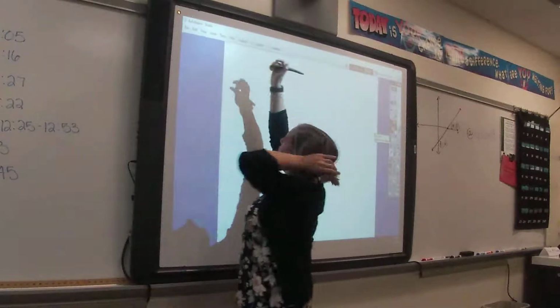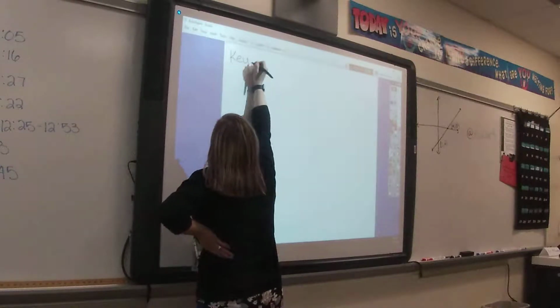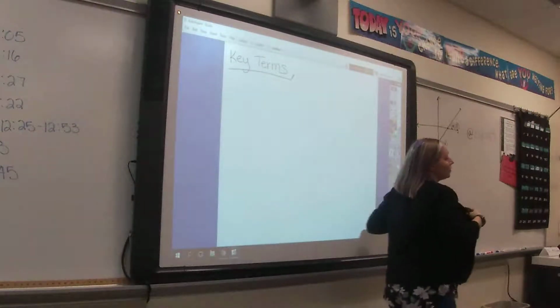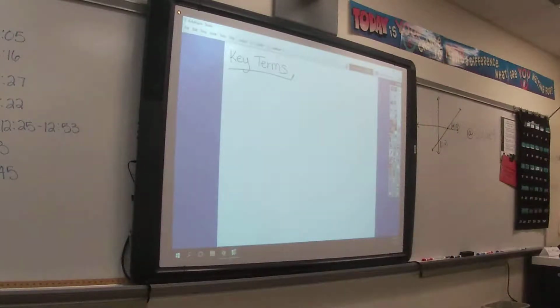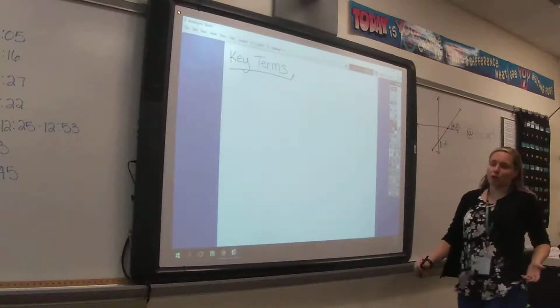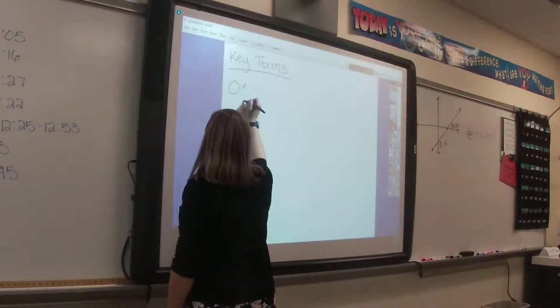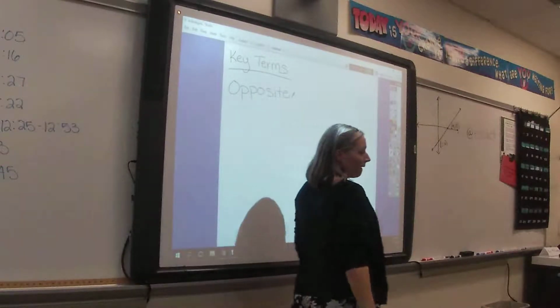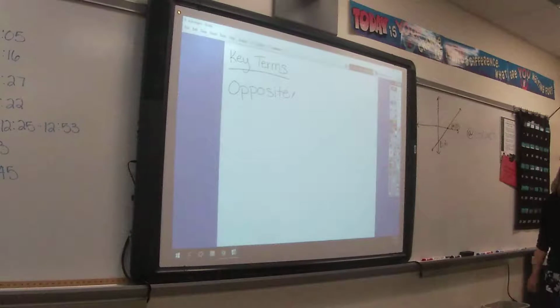So we are going to look at reviewing some key terms that we hopefully have learned and or talked about in past math classes. Okay, so one of those terms that we should know is what the opposite of a number is.